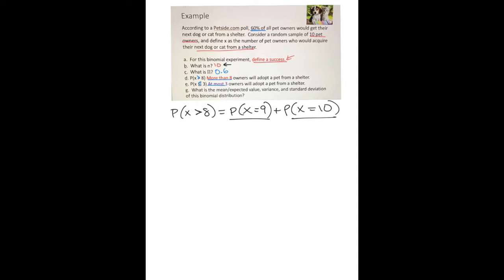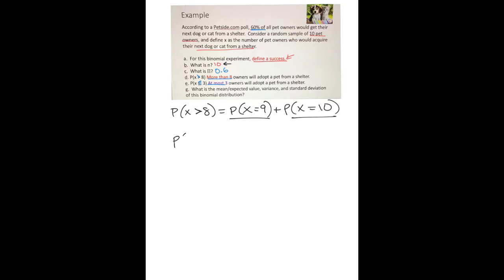Let's start by finding the probability that X is equal to 9. So our equation is 10 combination 9, 0.6 to the 9th, and 1 minus 0.6 to the 10 minus 9. So first, using the rules we learned earlier, 10 combination 9 is basically n combination n minus 1. So we know in those cases that's always equal to n. And so 10 combination 9 is equal to 10.